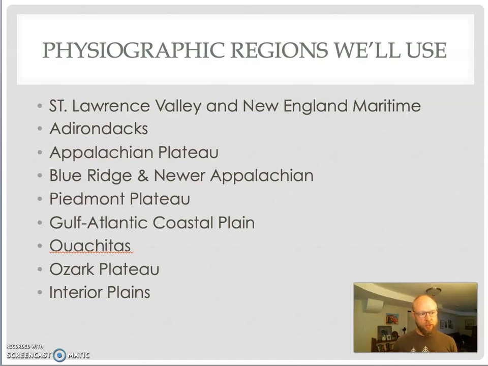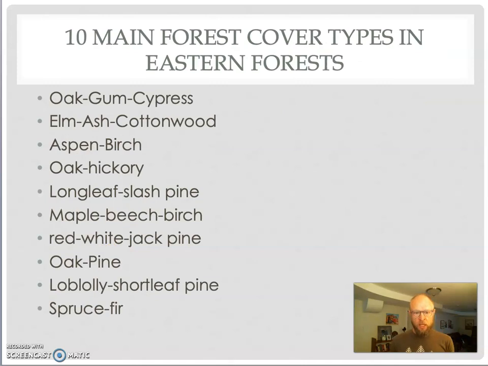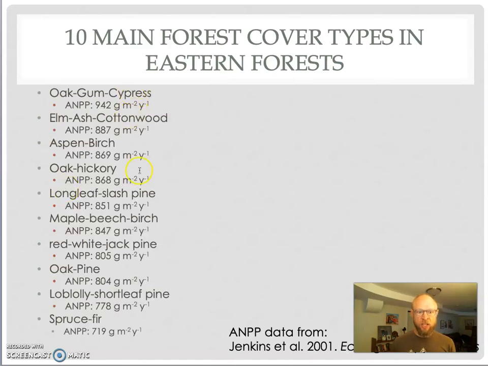All right, so we've got these physiographic regions, we've got these forest cover types. And that's the 2 pieces that we're going to focus on right now. Here are the 10 main forest cover types that we'll be looking at. And then on this slide, I just have them ranked by productivity, so we can get a feel for what parts of the eastern US are most productive as far as forest growth goes and which areas are the least productive. And so we'll come back to this information a little bit more later in the week.